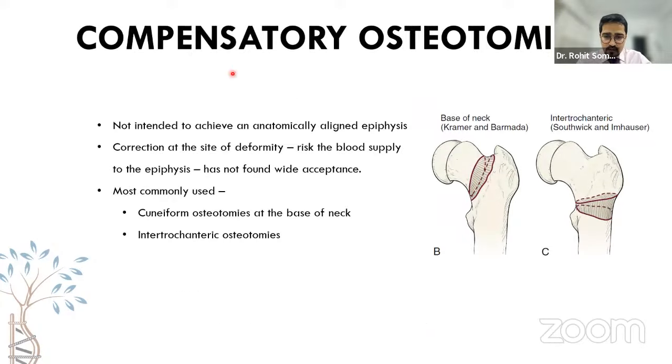So then, once the SCFE was healed, compensatory osteotomies came into the picture. They were not intended to achieve an anatomically aligned epiphysis. Correction at the site of deformity meant that we were risking the blood supply to the epiphysis, and therefore it has not found wide acceptance as the initial Dunn procedure. Most commonly now we use the cuneiform osteotomies at the base of the neck, like Kramer or Barmada, and the intertrochanteric osteotomies of Southwick and Imhauser.